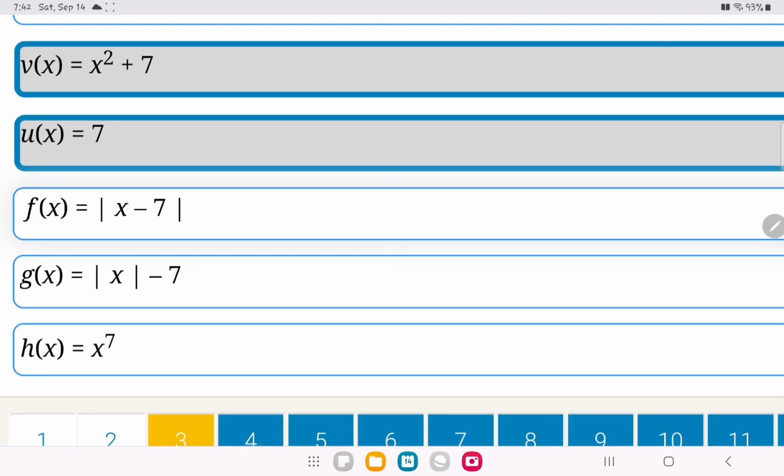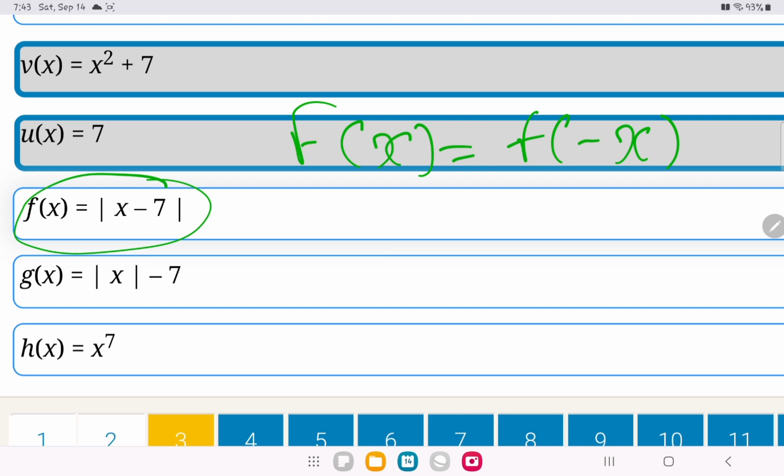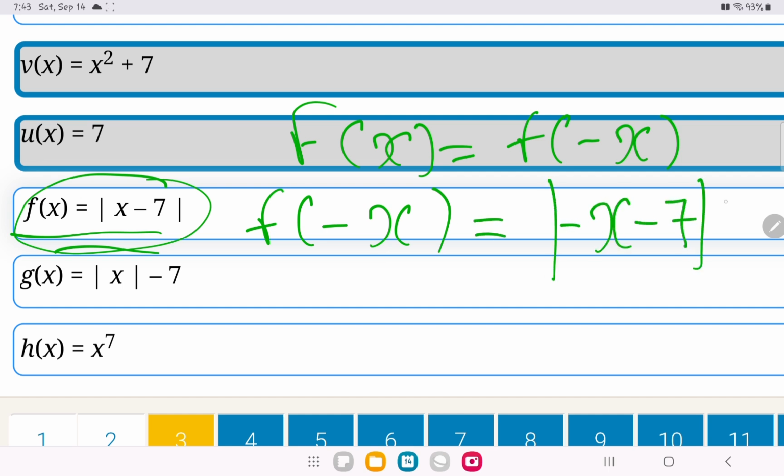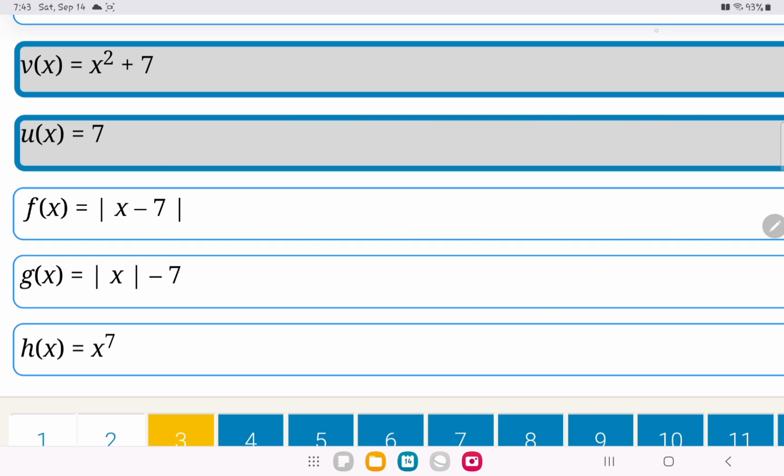Now, this one. f(x) equals the absolute value of x minus 7. Again, f(x) is supposed to be equal to f(-x). So we have f(x), let us do f(-x). So f(-x) is equal to the absolute value of minus x minus 7. So definitely x minus 7 is different than minus x minus 7. So this is not even.